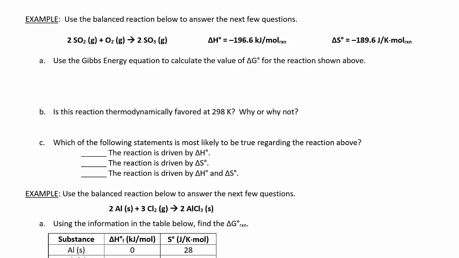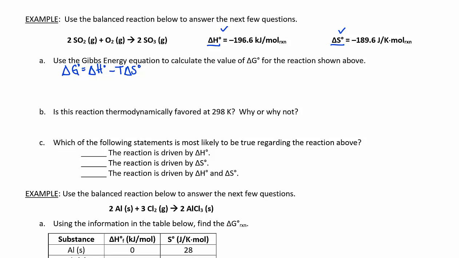Okay, so use the balanced reaction below to answer the next few questions. So we have 2 sulfur dioxide gases plus 1 oxygen gas, and that's going to yield 2 sulfur trioxide gases. Use the Gibbs energy equation to calculate the delta G for the reaction shown above. So our Gibbs free energy is delta G is equal to delta H minus T delta S. All right, we have delta H, we have delta S. It's not giving us temperature.